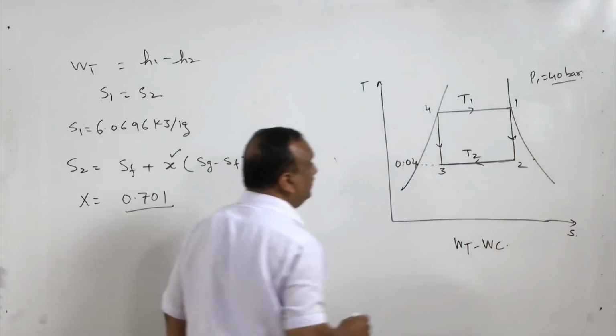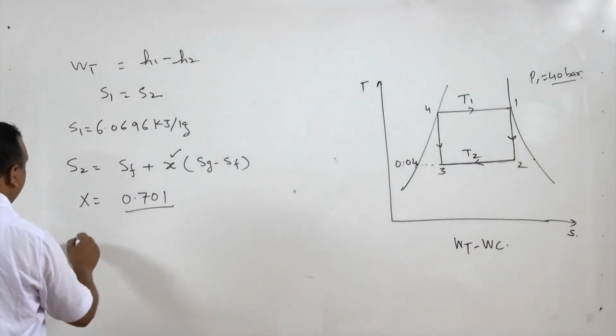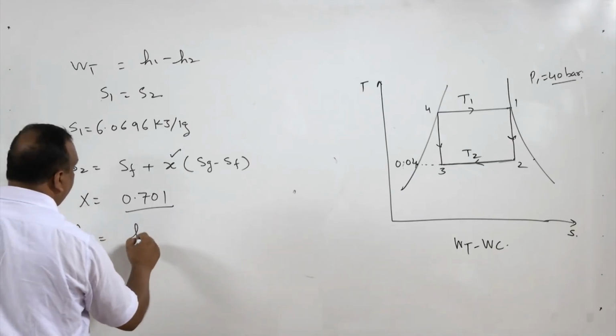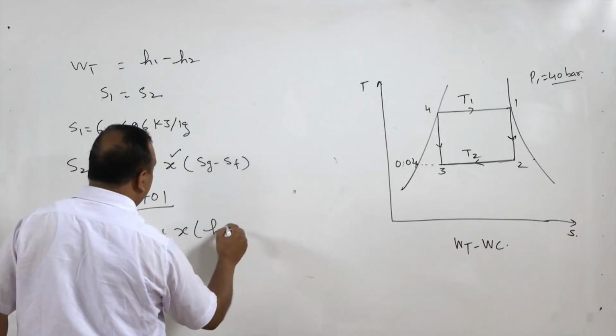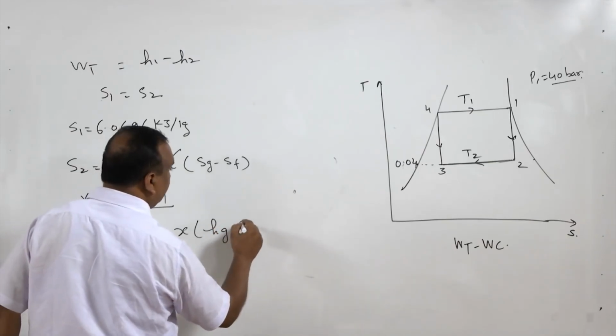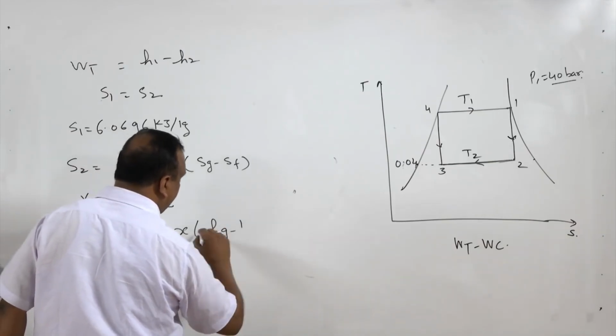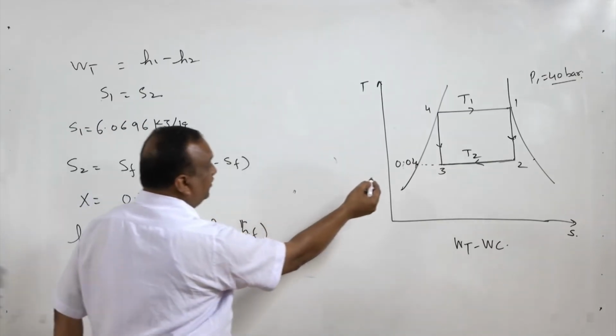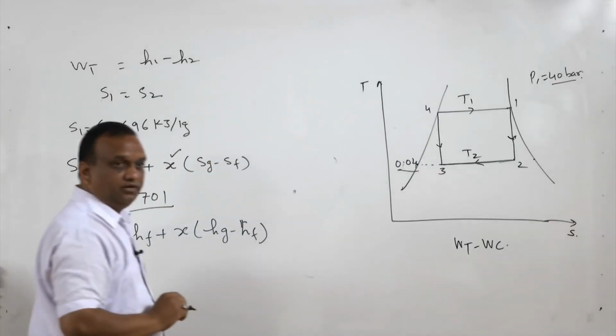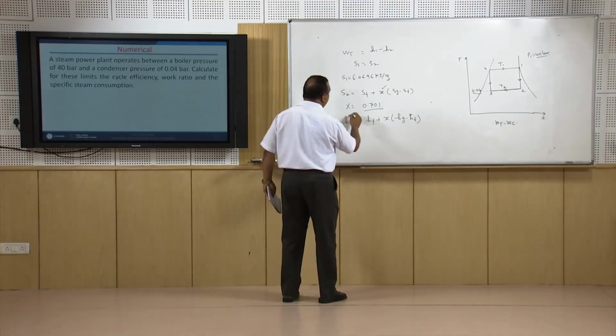Now, once we have the value of X here, X is the quality of vapor. Once we have quality of vapor at state 2, we can find H2, because H2 is HF plus X times Hg minus HF at this pressure 0.04 bar pressure. So, from here we will get the value of H2.